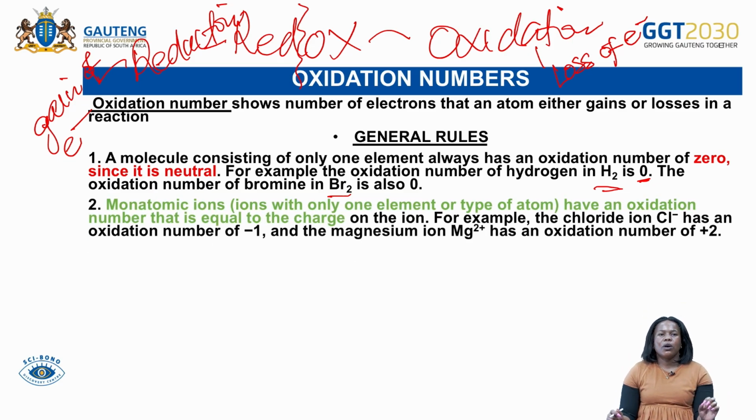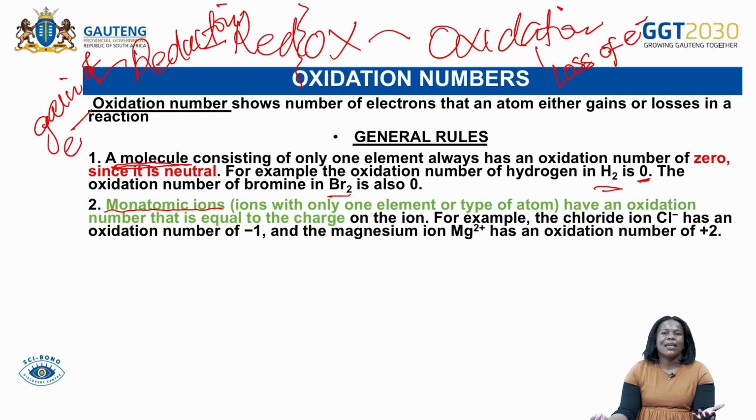Rule number two. Now, monatomic ions. And what do we mean by monatomic ions? We mean ions with only one element or the type of atom. Remember here we were talking about a molecule, all right? So now we're talking about ions. We did a quick recap on ions to say we've got cations, the ones that are positively charged. We also have anions, the ions that are negatively charged, right? So now, when we talk in terms of monatomic ion, we mean ions with only one element or a type of atom.